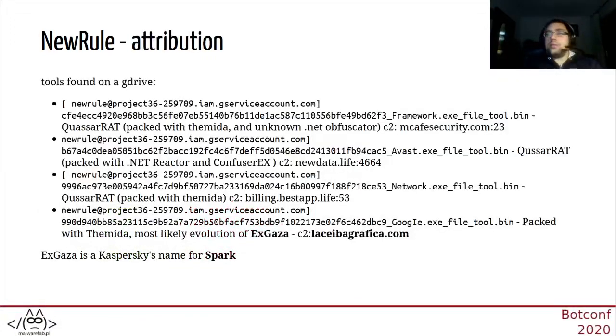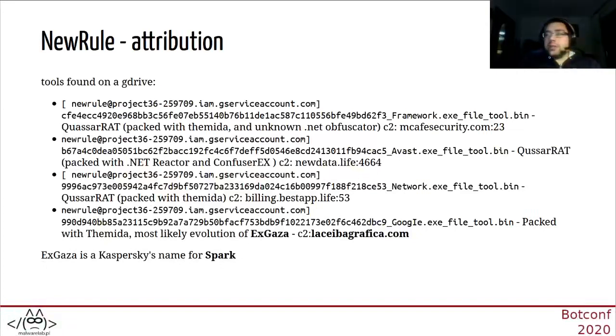And I queried this Google Drive to see what's happening. It's still available, so you can get some files from there. There were a bunch of tools, most of them Quasar, mostly packed or obfuscated, typical Quasar stuff. Nothing fancy there. There were some C2s, and the C2s at some point turned out to be related to Molerats or Gaza Gang, or whatever you want to call them.